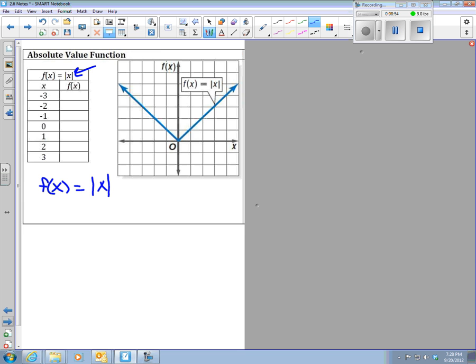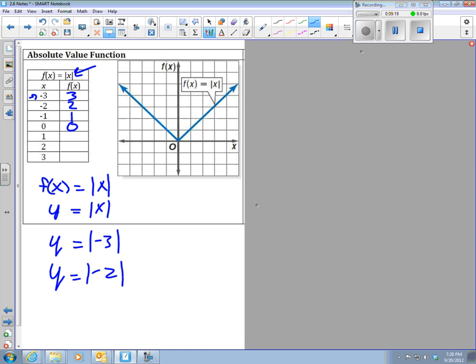No matter what you plug in for x, now remember, this is y over here, same thing, absolute value of x. And they want us to plug in -3 for x. So y equals the absolute value of -3. Well, what's the absolute value of -3? +3. Plug in -2. What's the absolute value of -2? +2. +1. When you plug in 0, you get 0.